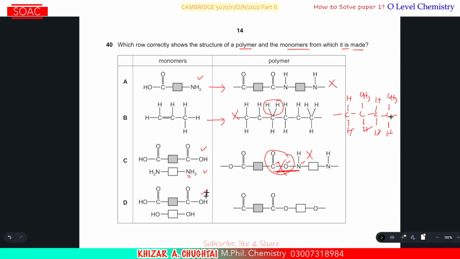Obviously, dioic acid, diol, when OH from here and H from here, OH from here, H from here, so this carbon will meet with the oxygen. So D is the correct option.